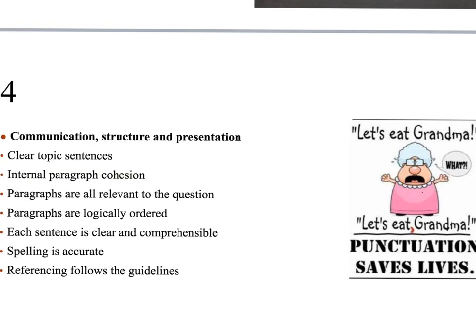And finally, we really need to see at M level very well structured and presented work. So please think about using topic sentences, which are sentences that start paragraphs and flag to the reader what the paragraph's going to be about. Internal paragraph cohesion means that the paragraph has a unifying theme, and maybe you've shown us that you're going to go from the most important to the least important elements within that paragraph.